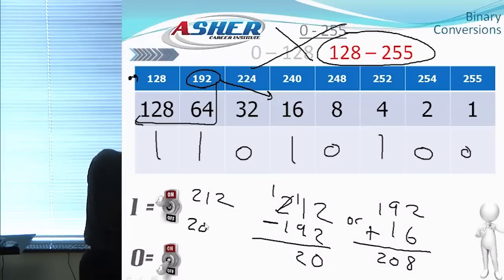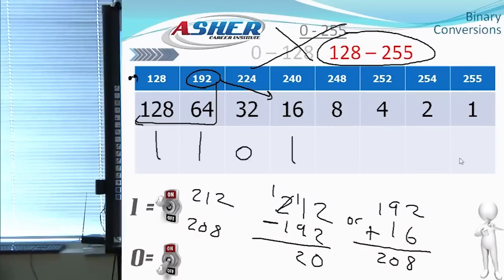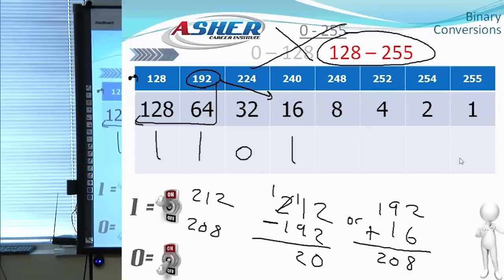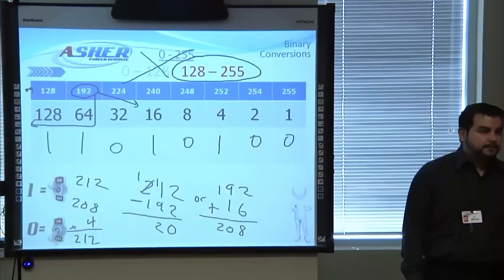All right, so now we have 208. Addition people, whenever you took 192 and added 16, you got 208. Now from there you can subtract 208 from 212 pretty easily, or just find what's missing. And what would be missing? 4. Okay? So find the 4. 208 plus 4 equals 212. And you're there.